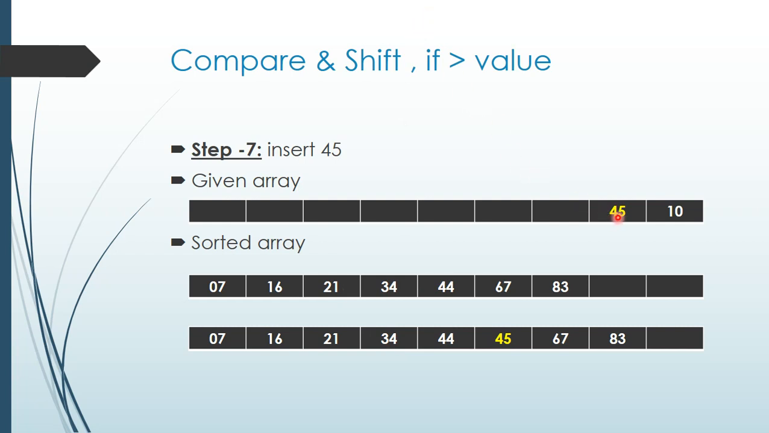Insert 45. So I have taken 45 from the given list. I have to check with all the elements in the sorted array. So 83 and 67 are greater than 45, and see 44, it is lesser than 45. So in between 44 and 67 I have to place 45. So I have placed it in the correct position. Remaining 2 numbers are shifted. See the next slide. So here I have to take number 10.